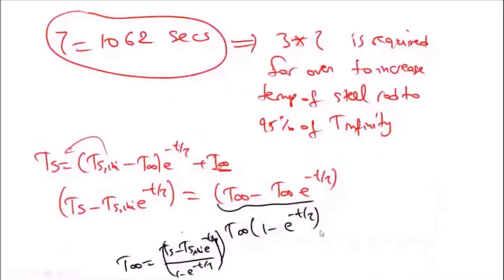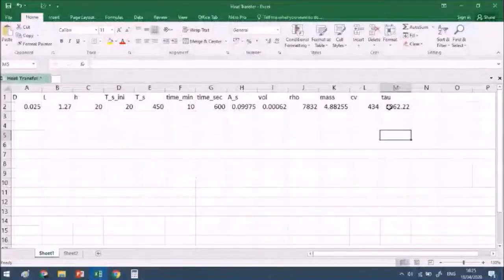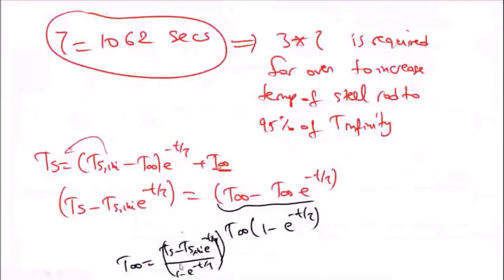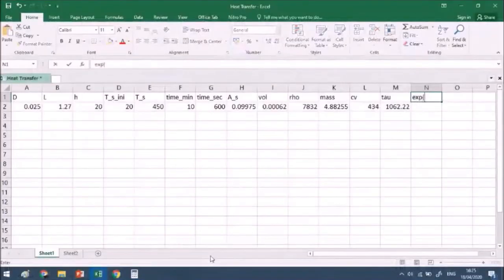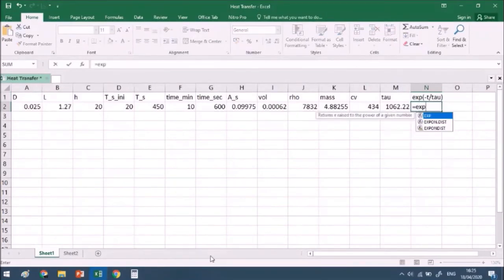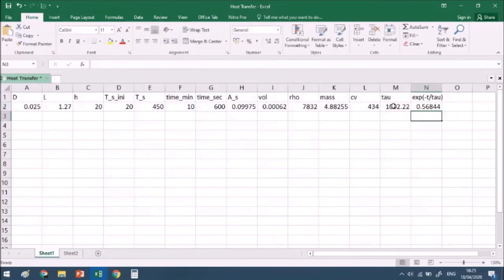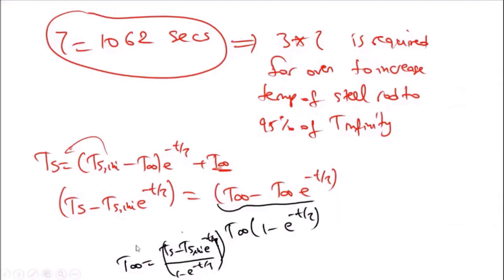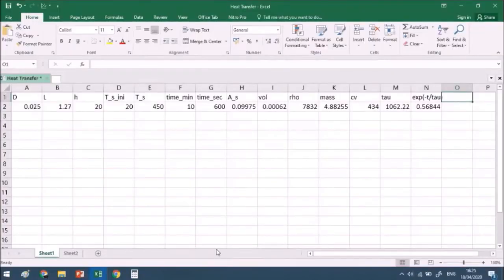Okay, so let me go back to Excel. For T infinity, first I should find the exponential of negative t by tau. So it will be the exponential of negative time. You should use seconds, okay? Be careful, not minutes. Then tau. This is the exponential. Then Ts minus Ts initial times the exponential, divided by 1 minus this one. This part is T infinity, which we are finding.